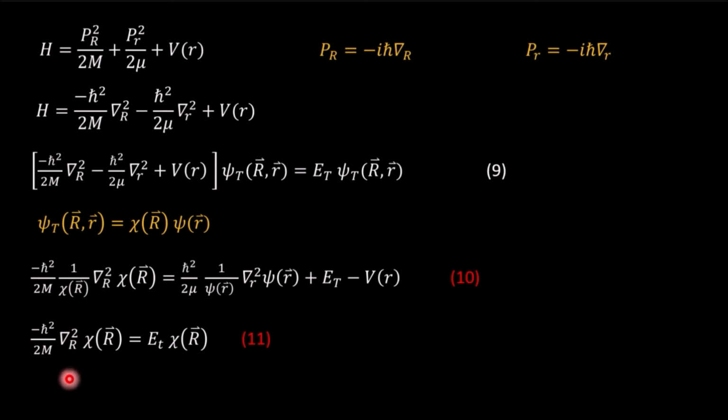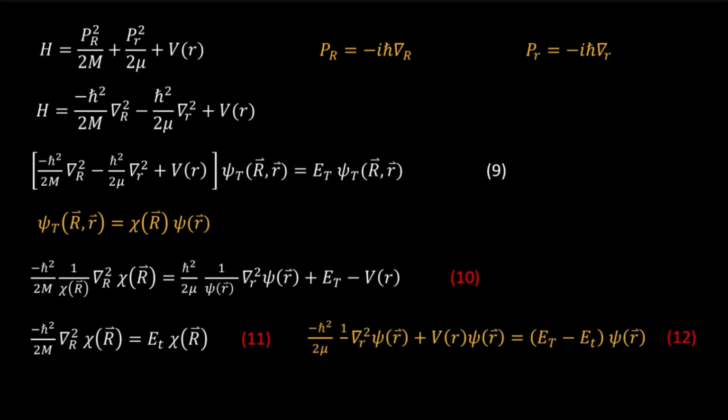So we get two more equations. Equating the left hand side, we get an equation: minus h cross square by 2 capital M del R square chi of R is equal to E small t into chi of R. And equating the right hand side will give us an expression: minus h cross square by 2 mu del r square psi of r plus V of r into psi of r is equal to E capital T minus E small t into psi of r. Actually, there was a mistake in the earlier writing, there is no 1 here.